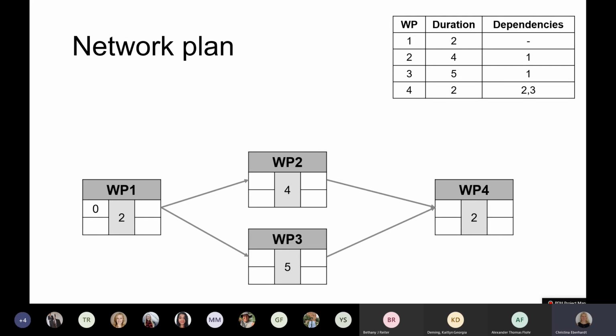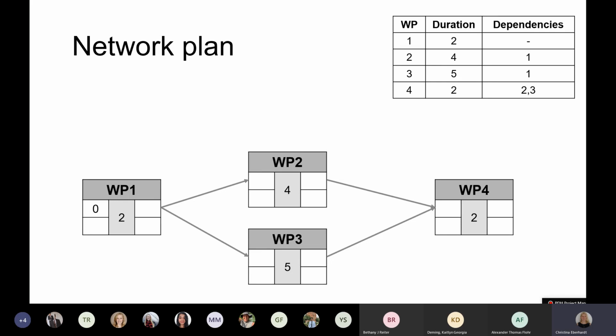So now let's have a look at an example and how to build this network plan. Usually you already have determined the certain work packages, their duration, and which dependencies you have. So our first work package has a duration of 2 and no dependencies, so we can take work package 1 to the beginning and fill in its duration in the middle. We know that our project will always start at time step 0, so we can already enter the 0 here.